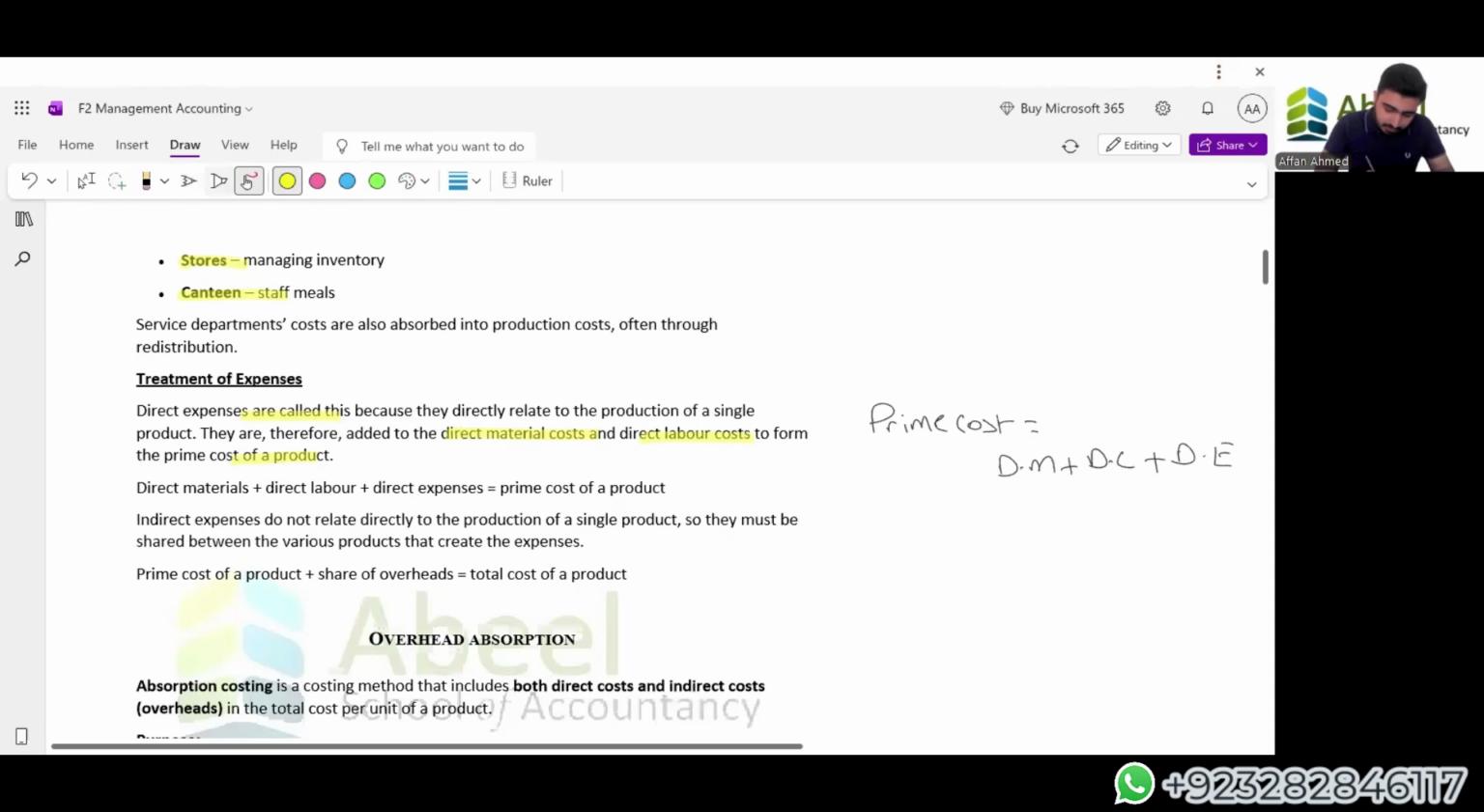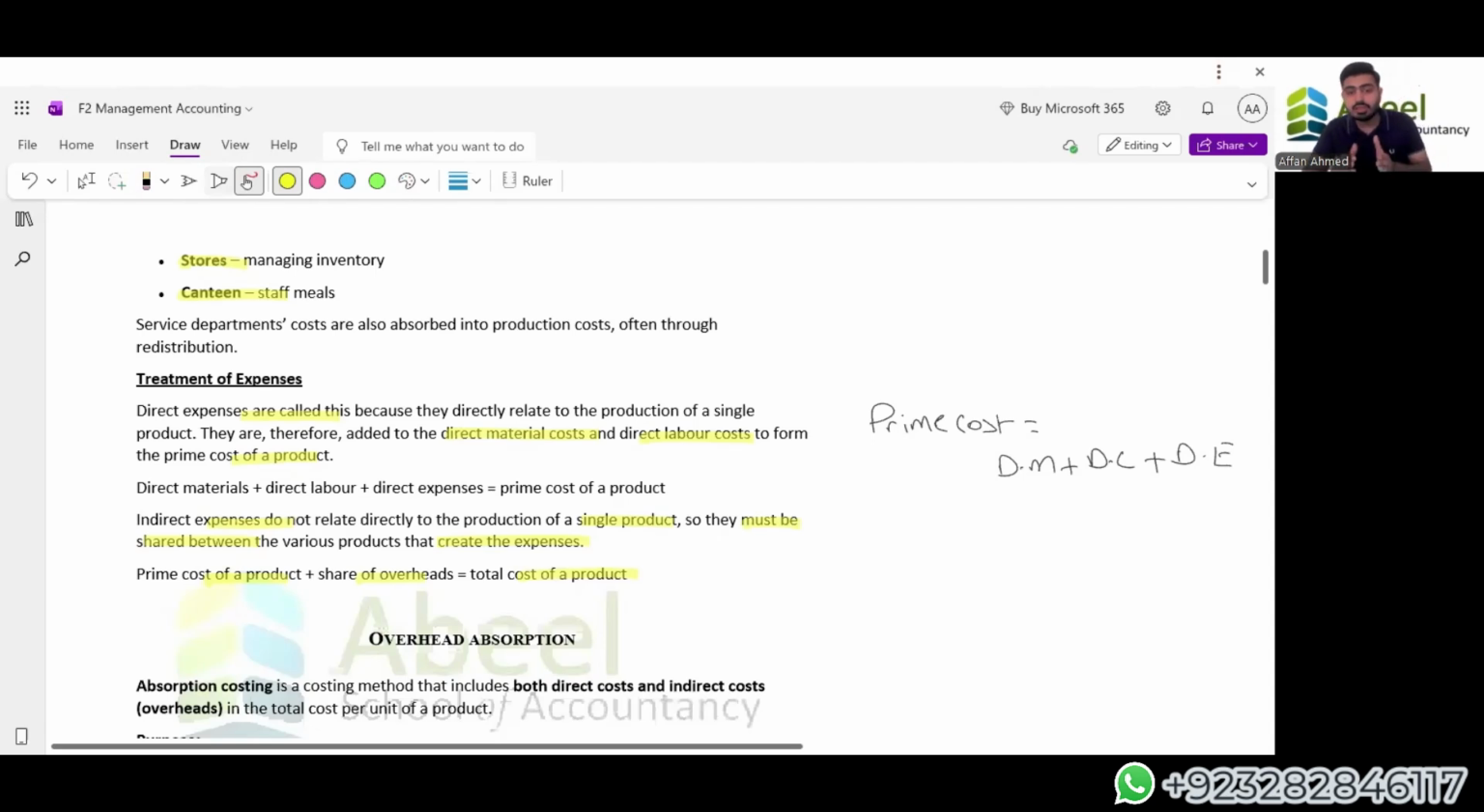And indirect expenses do not relate directly to the production of a single department, product, or any kind of area. So they are shared between various products that create an expense. Prime cost of a product plus share of overhead is equal to total cost of product. So adding the share of indirect cost will make my overall cost the total cost of product.